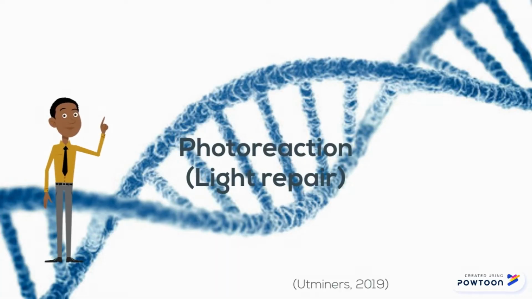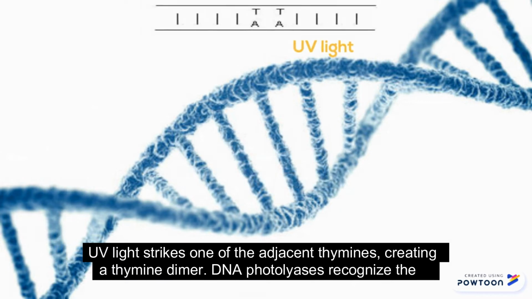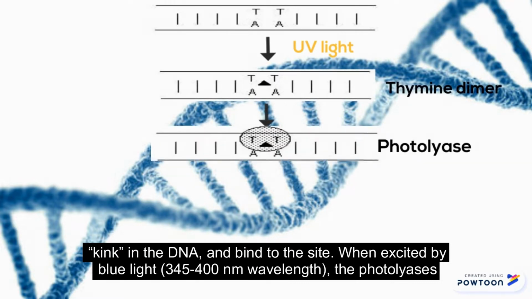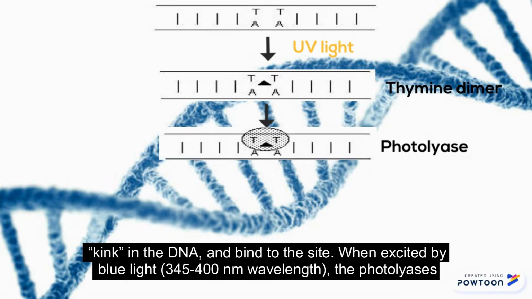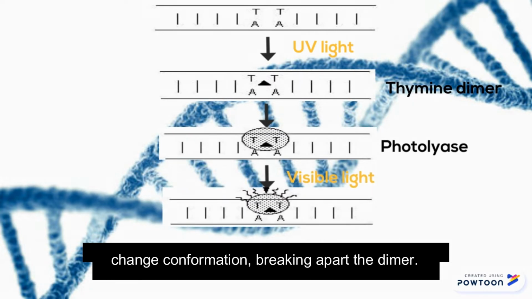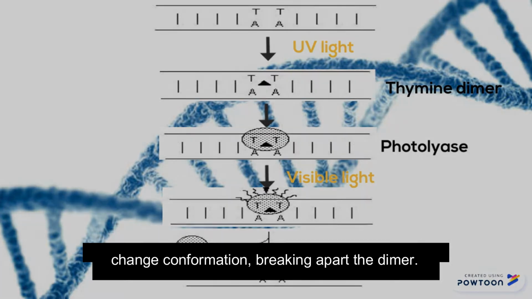Photoreactivation, or light repair. UV light strikes one of the adjacent thymines, creating a thymine dimer. DNA photolyase recognizes the kink in the DNA and binds to the site. When excited by blue light, 345 to 400 nanometers wavelength, the photolyase changes conformation, breaking apart the dimer.